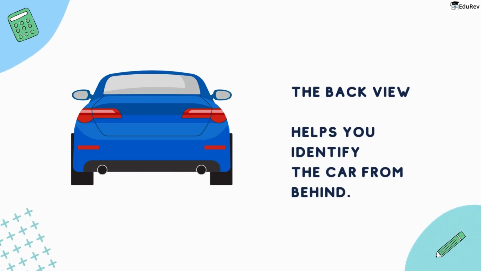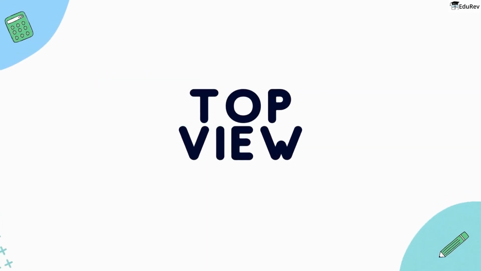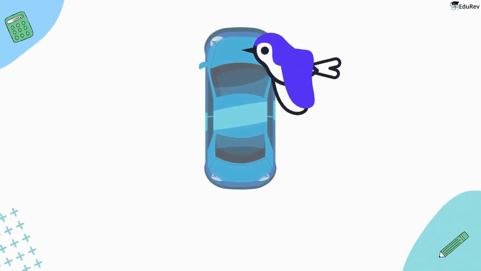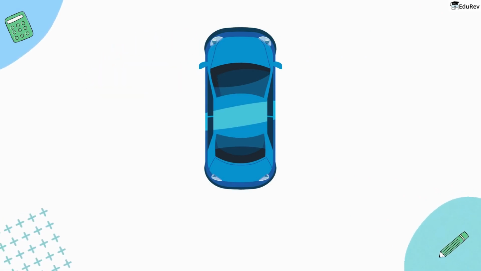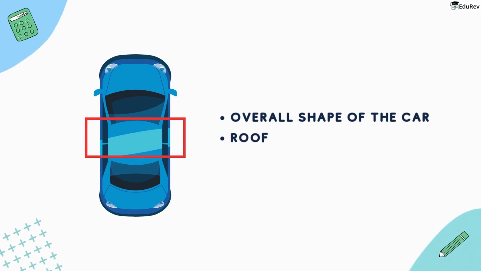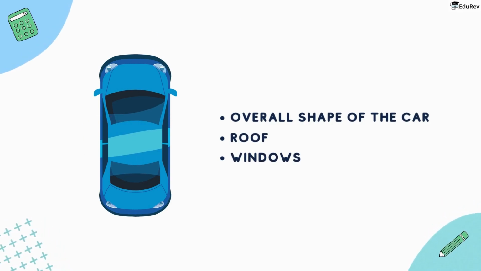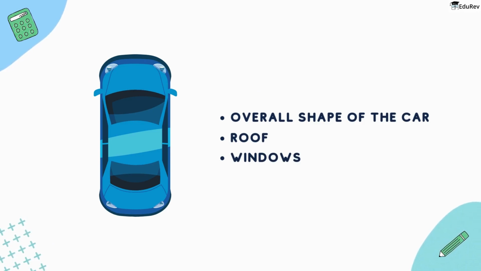Moving on, let's take a look at the top view. Imagine you are a bird flying above a car. You can see the overall shape of the car, including the roof and windows. The top view of a car shows how it looks from above.